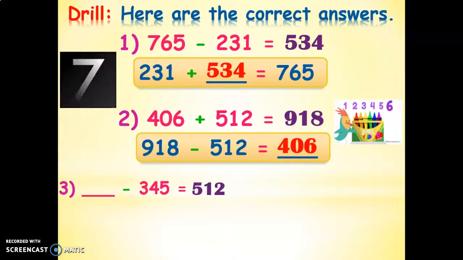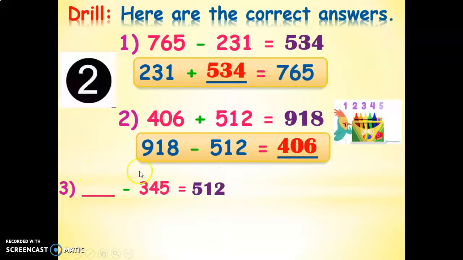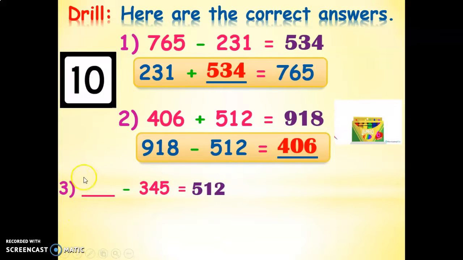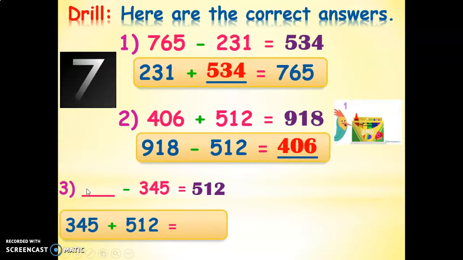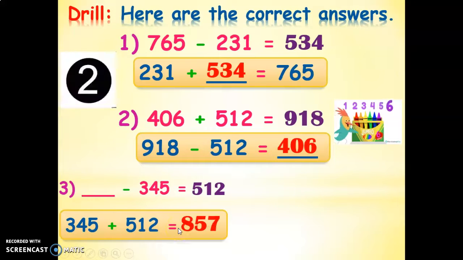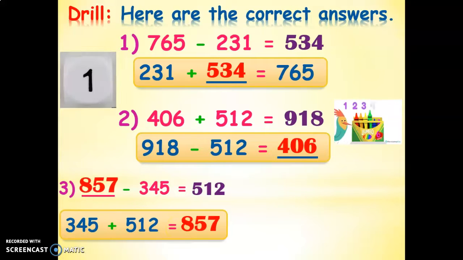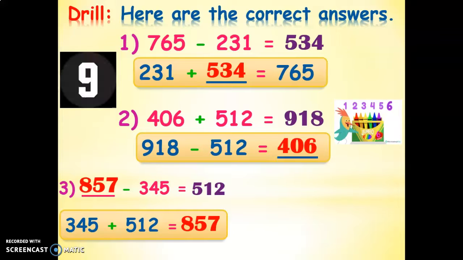Now for drill number 3, which number should be the first one in the subtraction sentence? Which number minus 345 equals 512? Since this is a subtraction sentence, we can use addition to find the missing number. So we can write 345 plus 512. The answer is 857. So the missing number is 857.